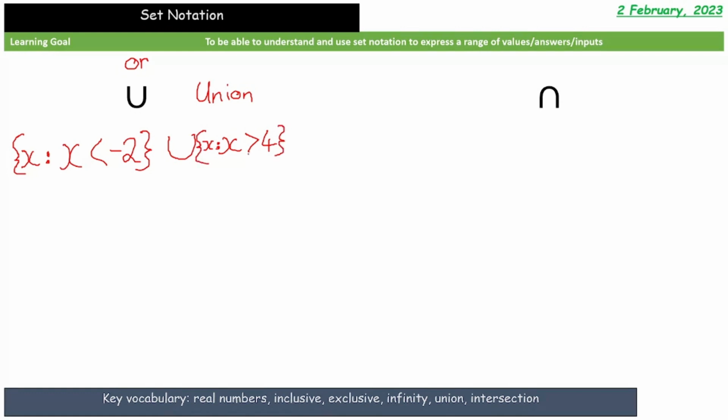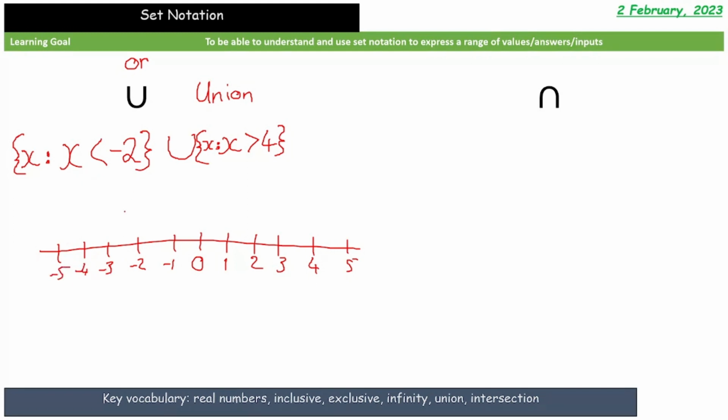Now all this means is x is in the set where x is greater than 4, or x is in the set which is x is less than -2. So the best way to describe this, if I draw a number line, and we'll be doing a bit of number line work. If I say this is 0, 1, 2, 3, 4, 5, and -1, -2, -3, -4, -5.